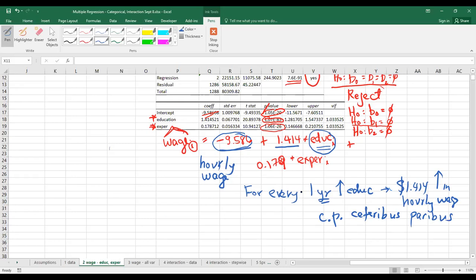Okay? So ganun din guys si experience, no? Sa bawat 1 year increase in experience, there's a corresponding $0.179 hourly wage increase. Okay? Ceteris paribus, which means education remaining constant. Clear yan, guys? Yes po.